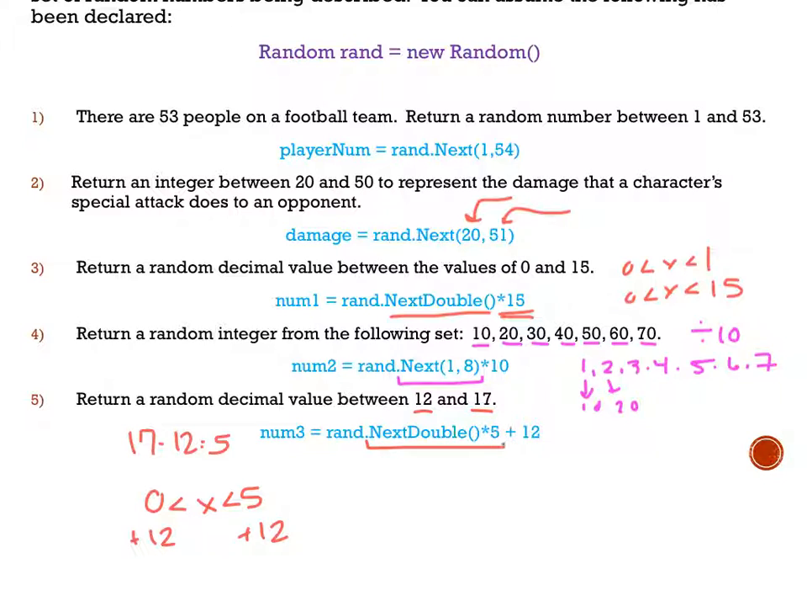I have dot next double times 5, which will generate those numbers from 0 to 5, and then what I've done at the end is I've added 12 to each. So this becomes 12 is less than x is less than 17, which is the range that I'm looking for. Make sure that you're able to tackle not just the easier problems up above, but the more challenging ones down below, where you have a more specific set of values that you are trying to generate.